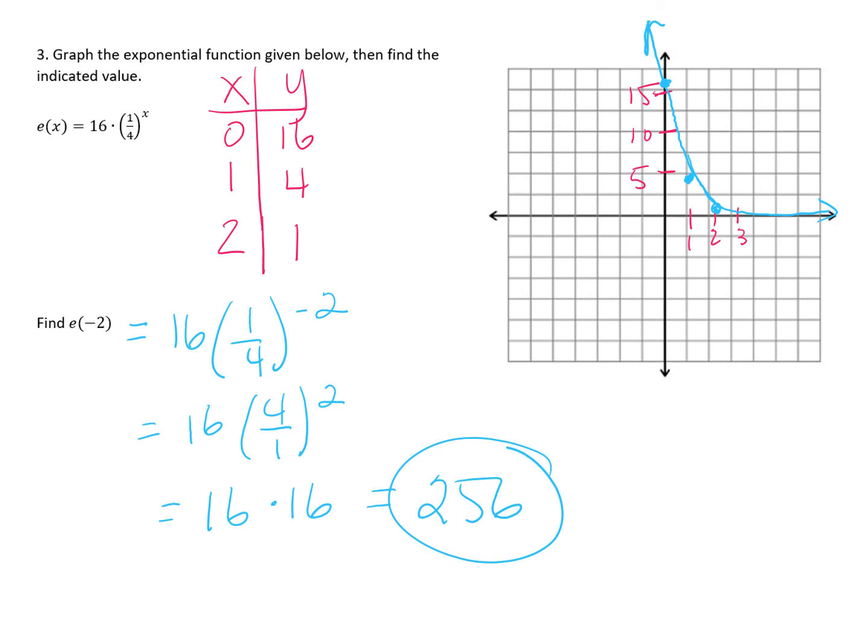Again, this is exponential decay. It's decreasing, reading left to right. And at the bottom, I showed you how I plugged in the -2 for x. Again, a negative exponent requires you to flip your fraction, so then it became a positive 4 over 1 squared, which was 16, and 16 times 16 gives us 256.